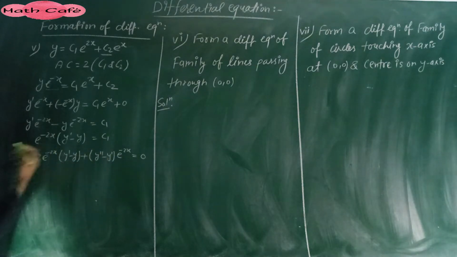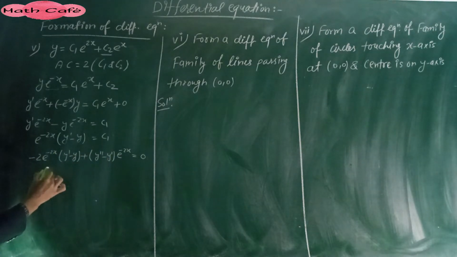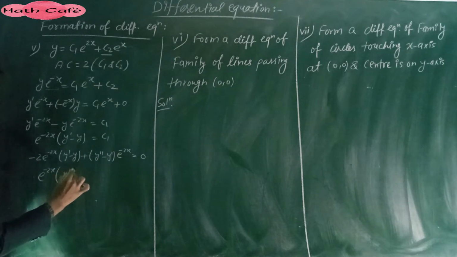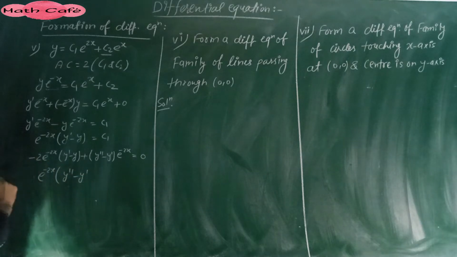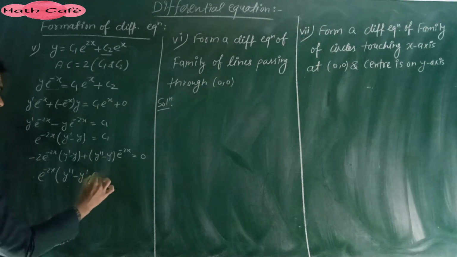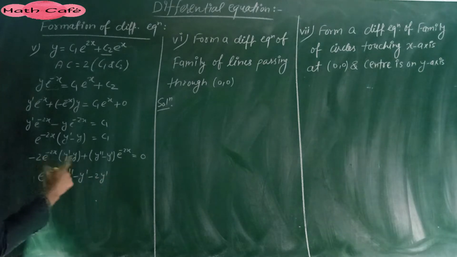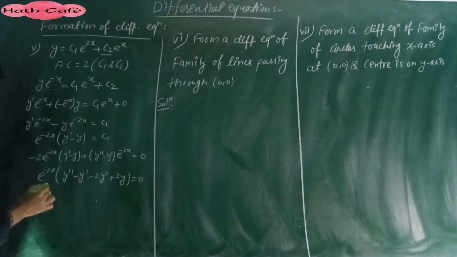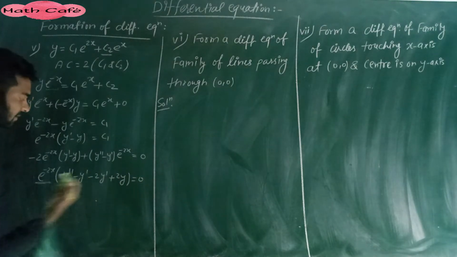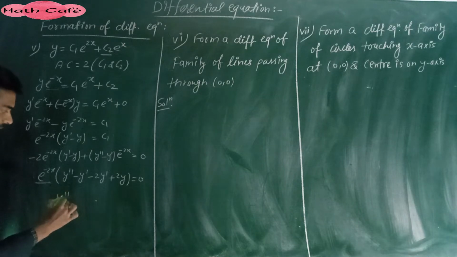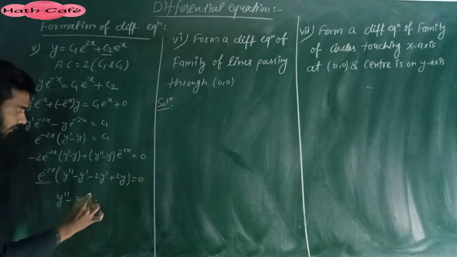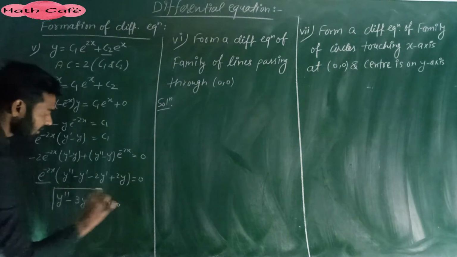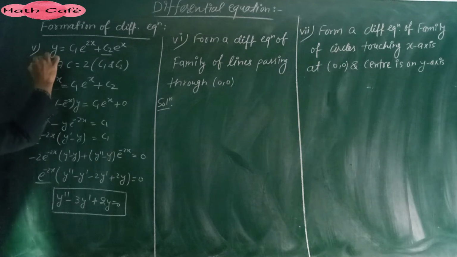Alright, so I can take common again e raised to minus 2x. So I am taking e raised to minus 2x out of this expression. So there will be only y double dash minus y dash, and there will be minus 2 times of y dash, minus 2 times of y dash, and plus 2 times of y, plus 2 times of y. That is nothing but 0. So this expression cannot be 0. So this will be 0. So here y double dash minus 3 times of y dash plus 2 times of y will be 0. So this is the differential equation of given equation.